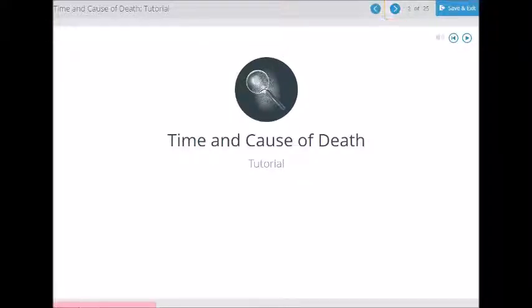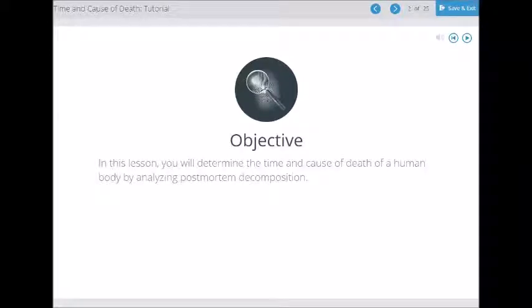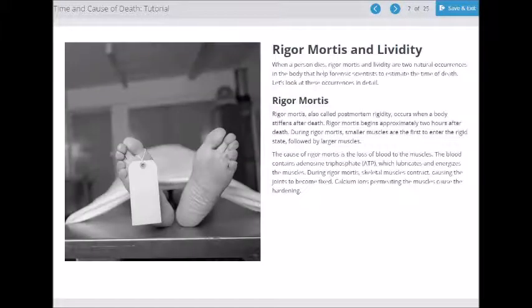The objective is that you will determine the time and cause of death of a human body by analyzing post-mortem decomposition. Whenever you see M-O-R-T, like mortem or mortis, it always refers to death. So post means after, so post-mortem means after somebody's dying and they're decomposing.